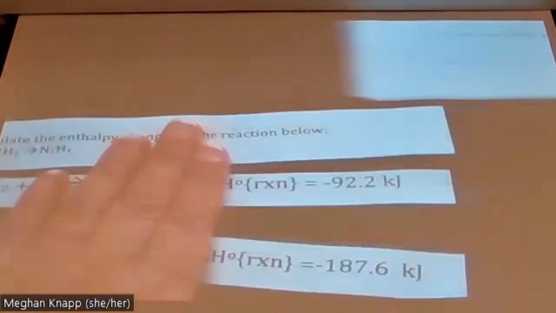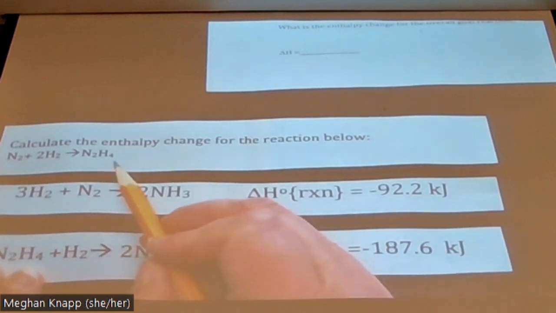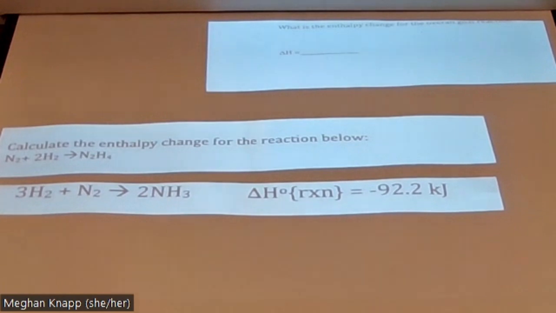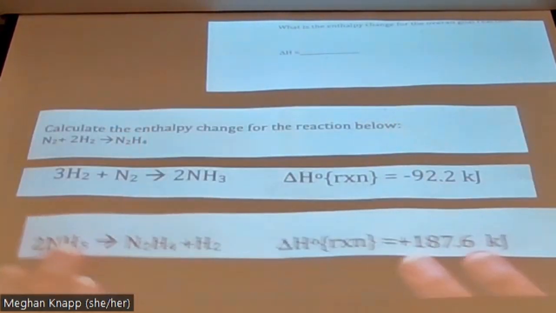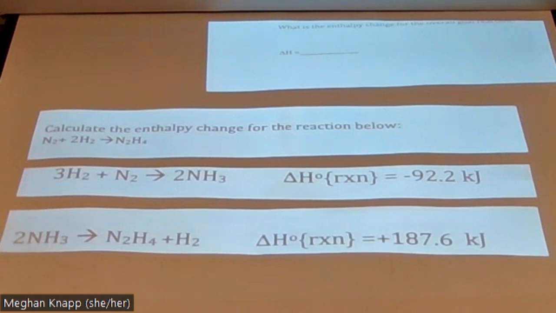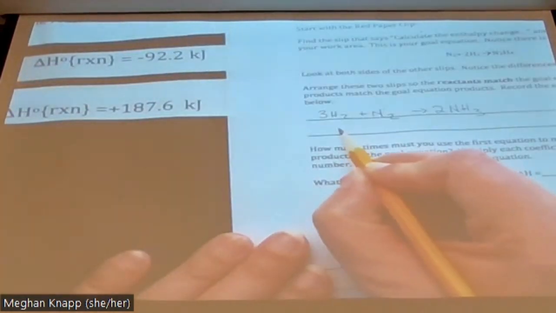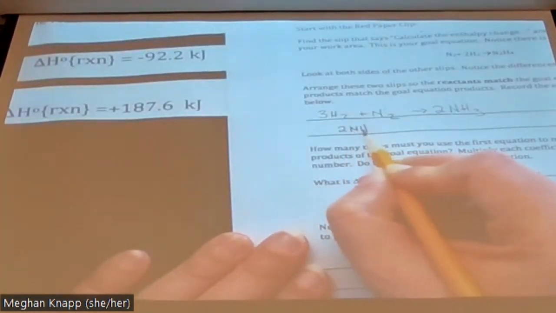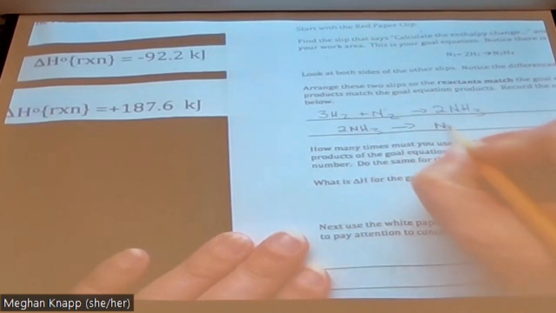Okay, and then I'm going to go back to the second one and say, okay, here I have N2H4 as a reactant, but I want it as a product. So I need to flip this around. Right? And so I'm going to copy that down here. Along with its energy.